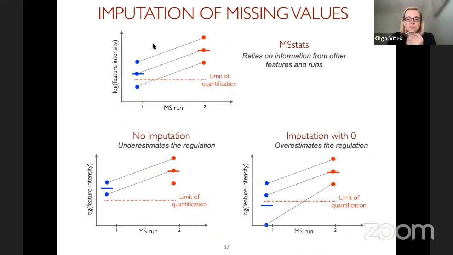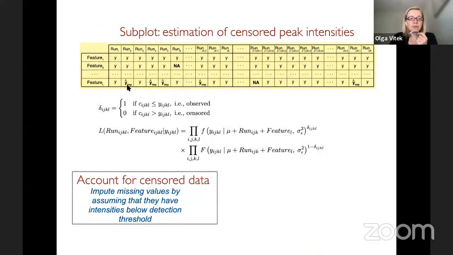So what MSstats is doing, and this is what this kind of mathematics really implies, is that we assume that the features are supposed to be parallel because they come from the same protein. We expect all these features to follow the same pattern. And so for this missing value, if we have other features present in this run, and if we have this particular feature present in some other runs, then we essentially propagate this parallel pattern. We say this value is imputed, and so now we estimate the missing value more accurately. So this is what this imputation actually is.